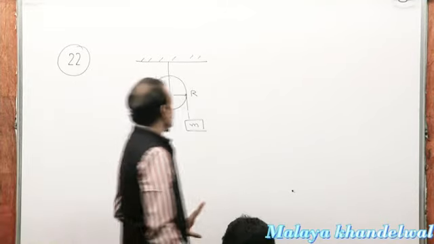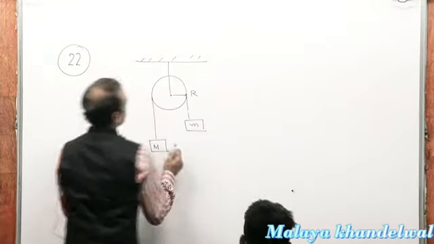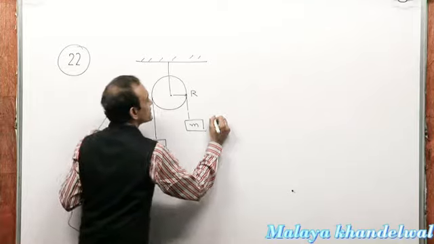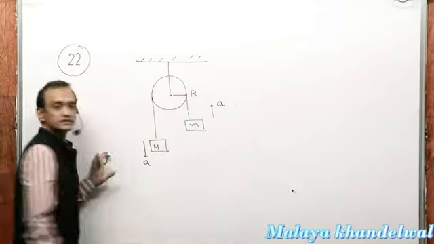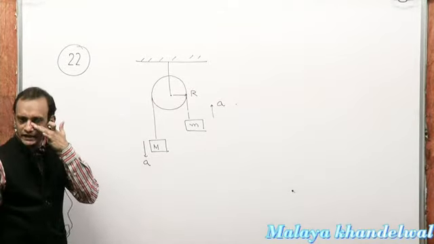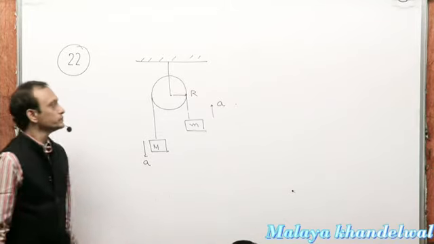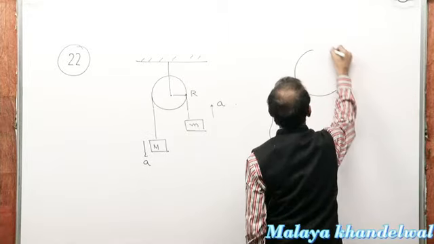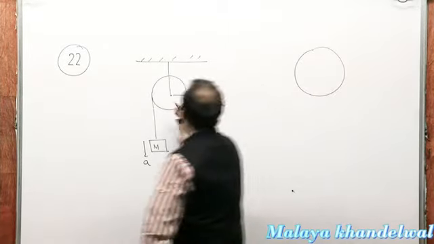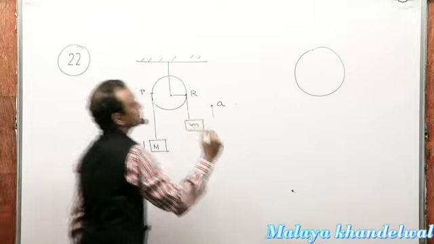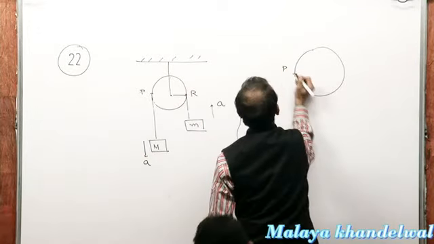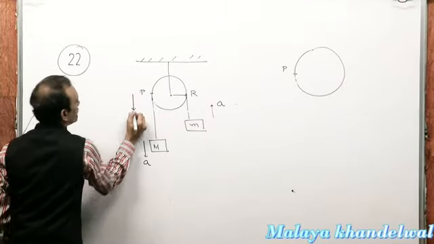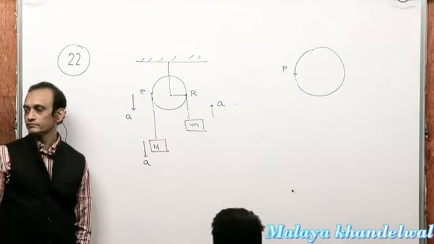First of all, let's say, for sure, the acceleration of this downwards would be the same as the acceleration of this upwards. That's guaranteed, right? Now, let me look at the pulley side of the story. Let me look at this point P on the pulley, for example. This point P has the same acceleration A downwards as this mass M. Yes or no?